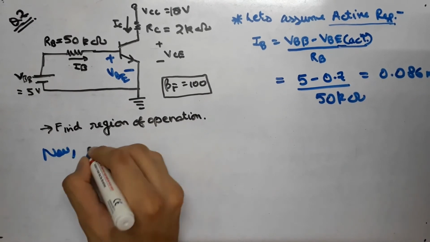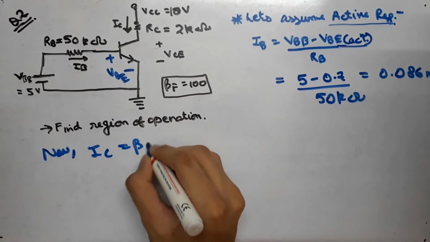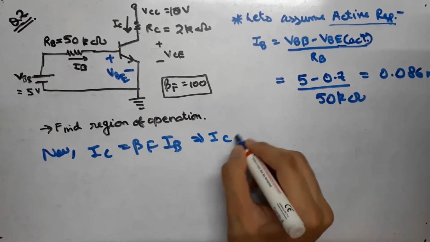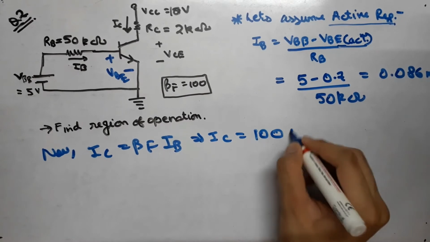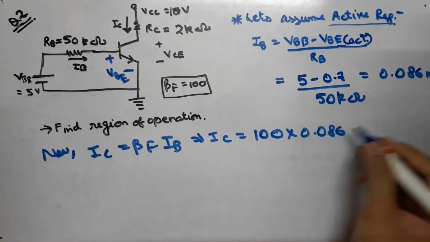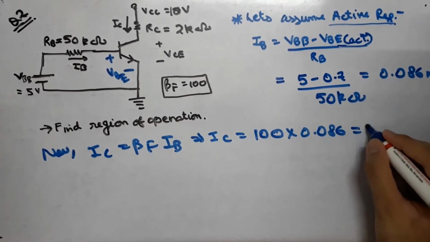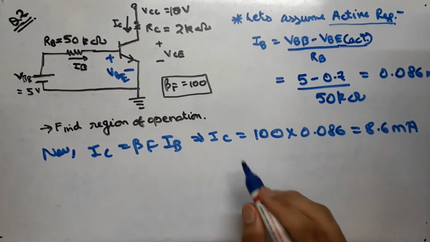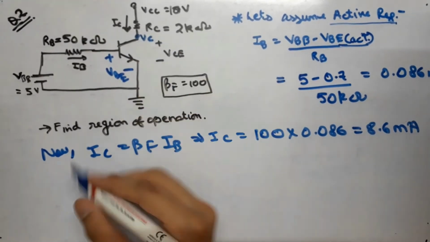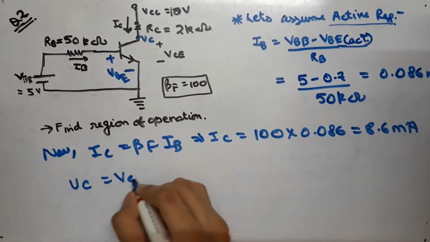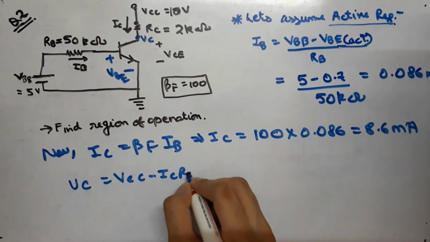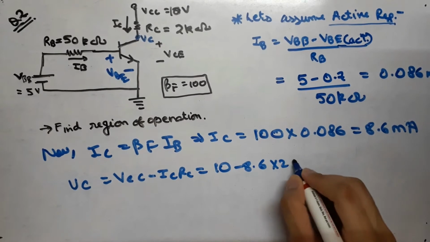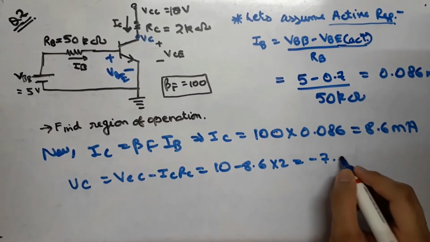Now we know that IC is equal to beta F IB in the active region. So we will get IC by putting the values 100 into 0.086 that we found over here. Now the answer is 8.6 milliamps. To find the voltage at the collector, that is VC, we will use the formula VC is equal to VCC minus IC RC, that is 10 minus 8.6 into 2, that is minus 7.2 volts.